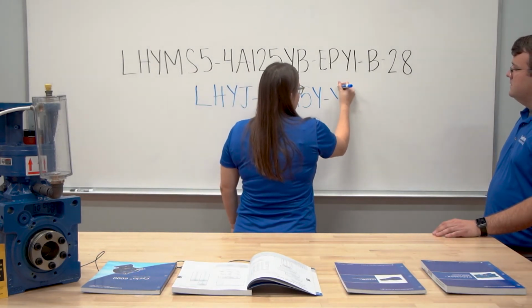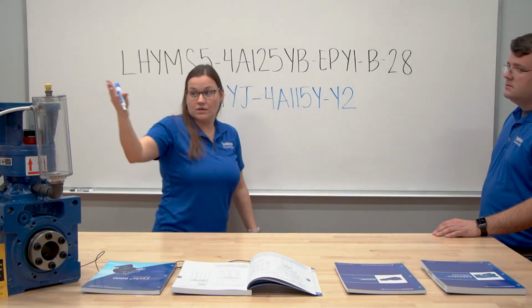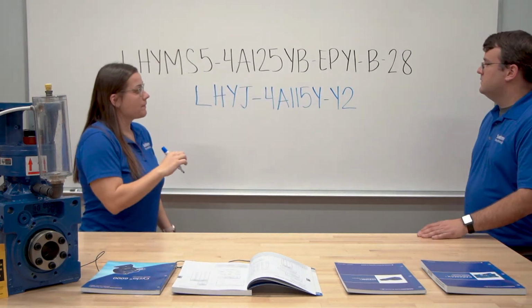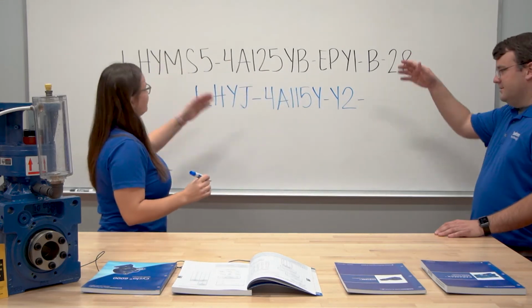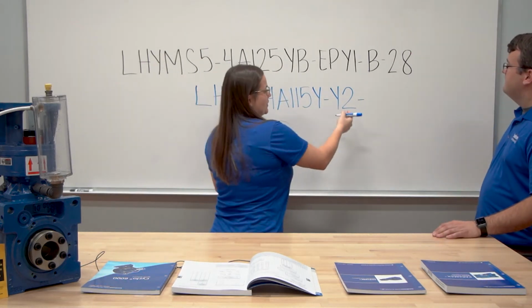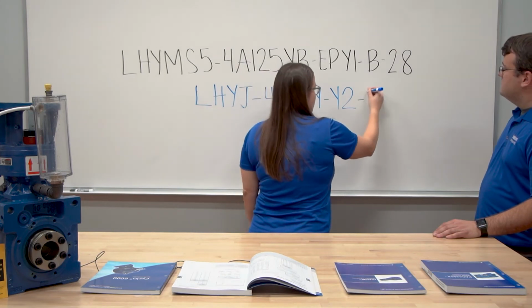This one is going to be a Y2 mount because your motor is going to be vertical up. After that, we have what would be a B. Again, no motor, so the B drops, it's not there. And then we would have our ratio. For this instance, we'll do a 20.